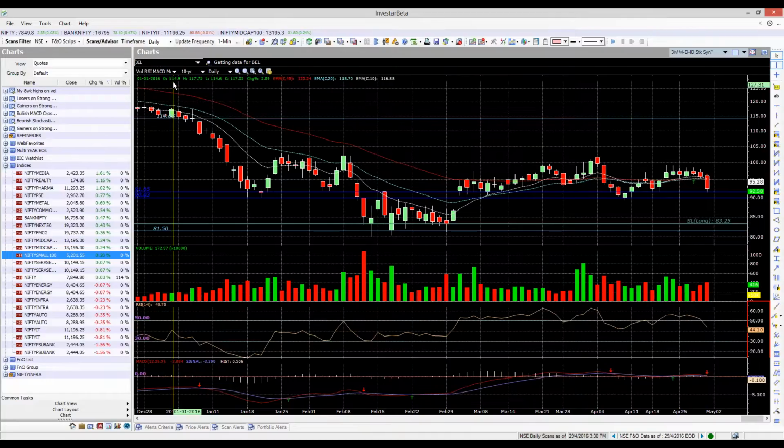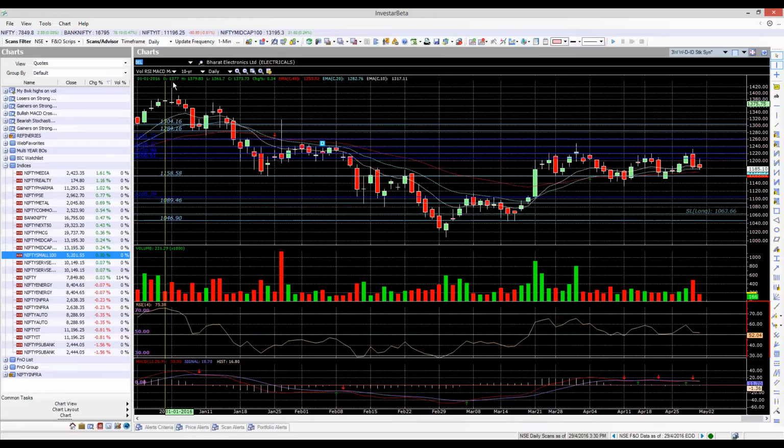Let's see what BHEL is doing. That's also going sideways. Well, this one you can't make out, as you can see. Quite simple, however. It should be bought if it goes above 1240, and it should be shorted if it goes below 1140. Till then, stay out of it and just move on and find something else.